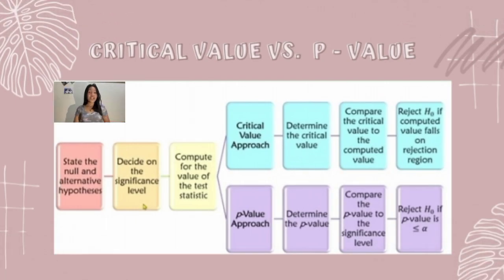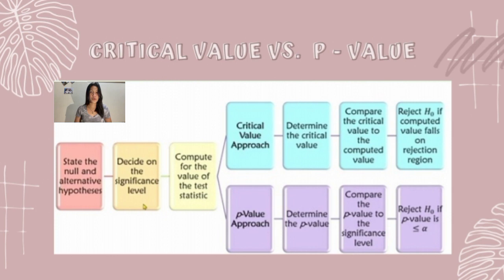Hey everyone, here is the diagram. First, we state the null and alternative hypothesis, and then we decide on the significance level in case it is not given in the problem. Third, we decide on the test statistic and compute for its value. From here, you can choose from two options. It's either critical value approach or p-value approach.